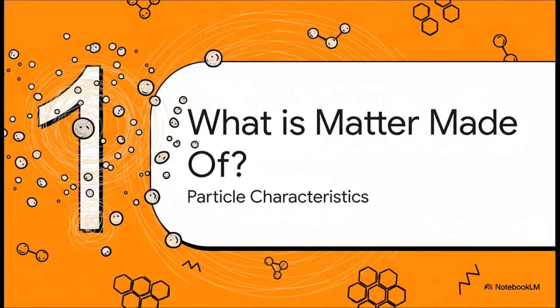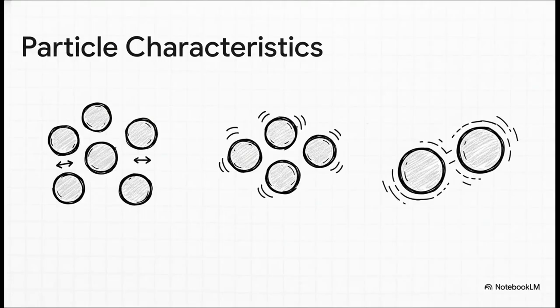Okay, first section. What is matter really made of? Let's try to understand the basic rules that these tiny particles follow. Now, this part is very important, so please listen carefully. All particles of matter have three key characteristics. First, they have space between them. Second, they are always moving. They never stop. And third, they attract each other. Please keep these three rules in your mind because the entire story of solids, liquids, and gases depends on them.